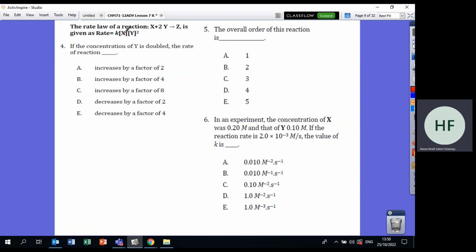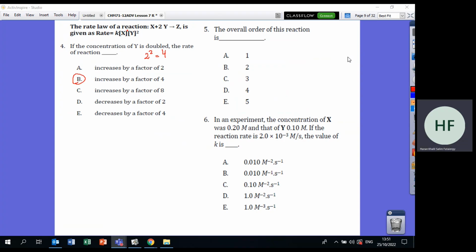Now, what happens if I double x? When I double x means you put 2. 2 power 1 is 2 times faster. What happens when I double y? 2 square, 2 power 2 is 4 times faster. Okay, so now let's answer the question. The first question says, if the concentration of y is doubled, you put instead of y 2, 2 power 2 equals 4. The rate will increase by a factor of 4.